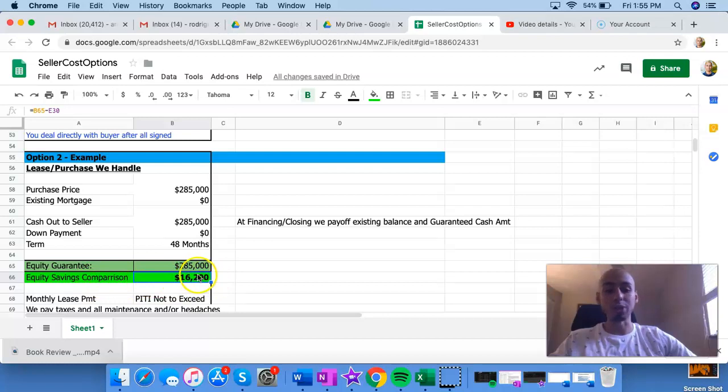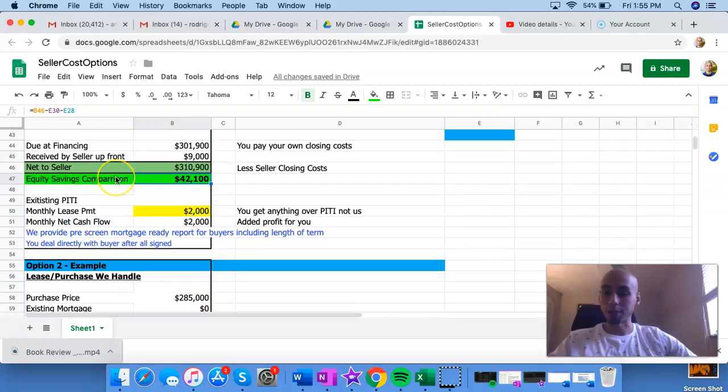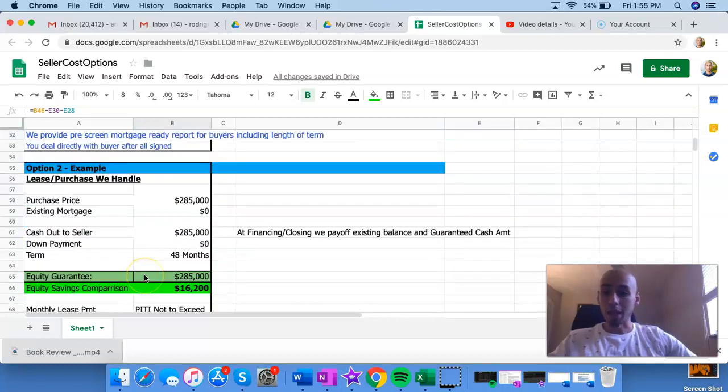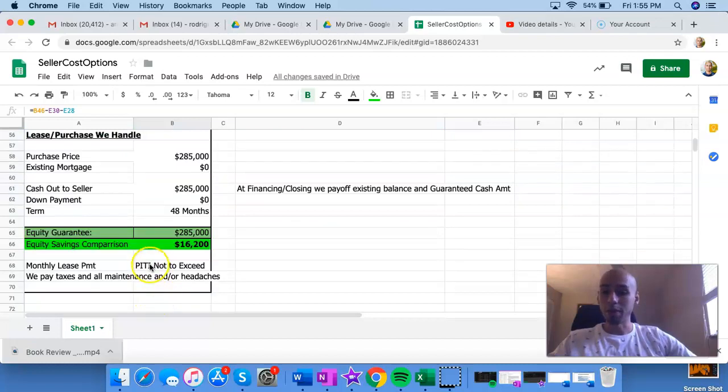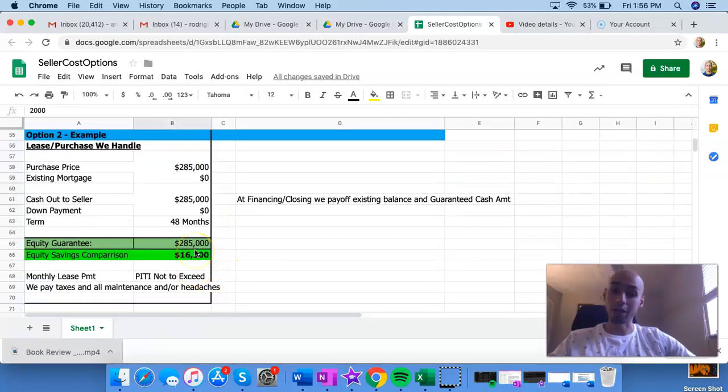they're netting more doing it this way than selling it with a realtor. I still want to have that as a benefit, right? So even if they take option 2, they're still netting more than with the realtor, right? But they're netting a lot less with the wholesale and lease purchase option. And their lease payment is going to be equal to their mortgage payment, right? So they're not getting the full $2,000. If their mortgage payment is $1,500, that's all they're getting, is $1,500, right?